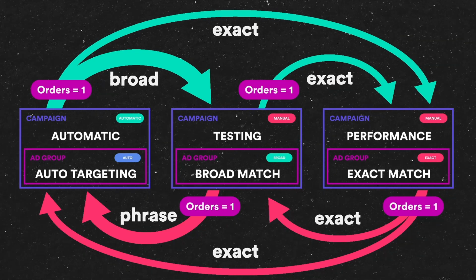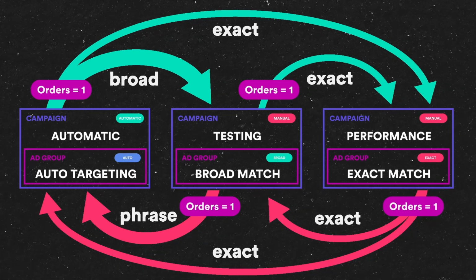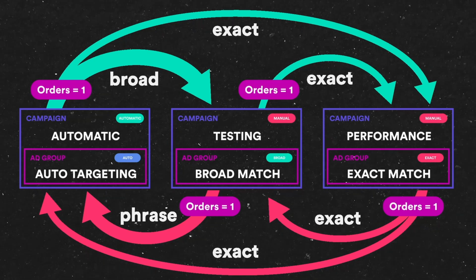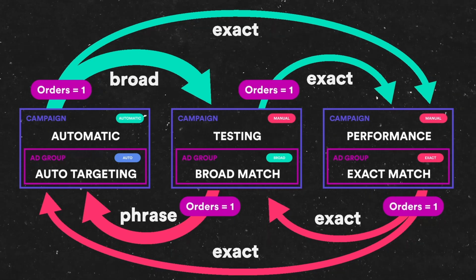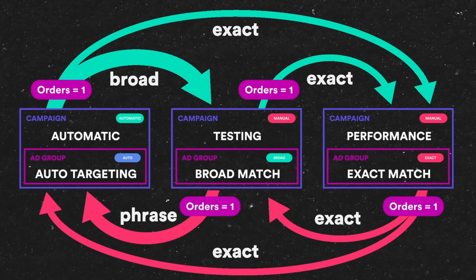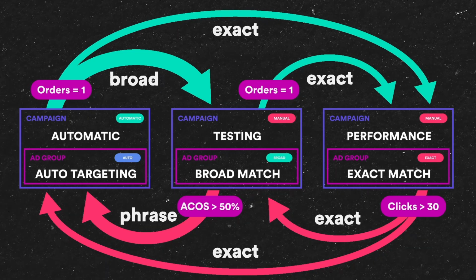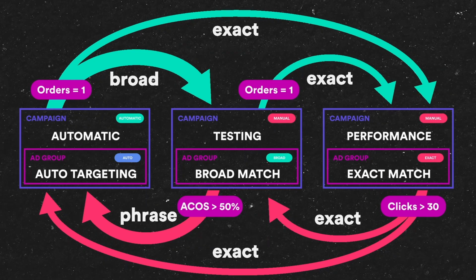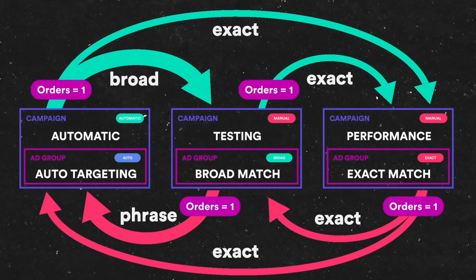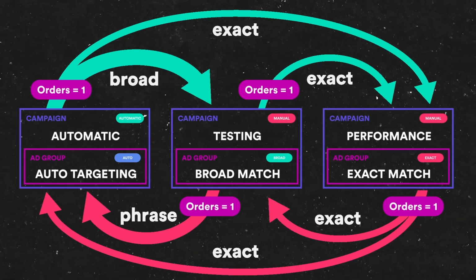So we're adding the keyword as a negative phrase match and as a negative exact match when it has one order, which means the trigger is one order. The trigger for negative keywords doesn't need to be the same as your keyword targets trigger, and you can set additional parameters such as using ACoS or the number of clicks for more complex systems. But for simplicity, we're going to keep the same trigger for our negative keywords as our keyword targets, which is one order. So this is what our entire campaign structure looks like at a high level.